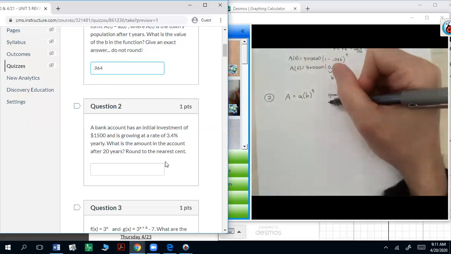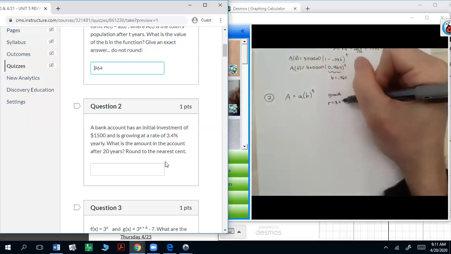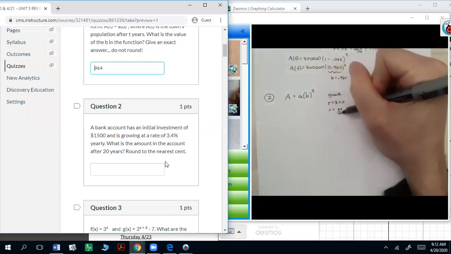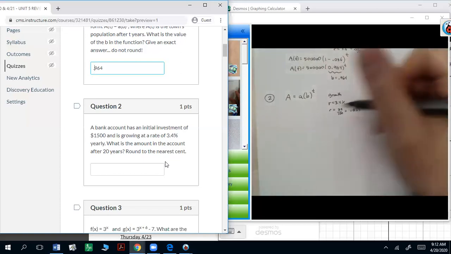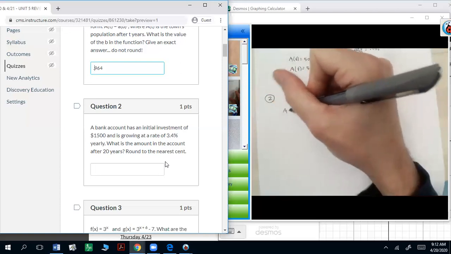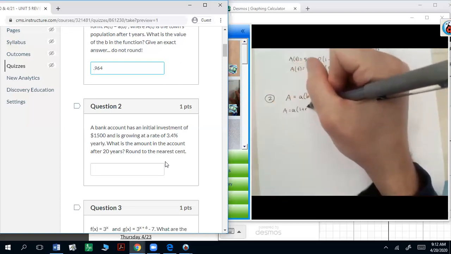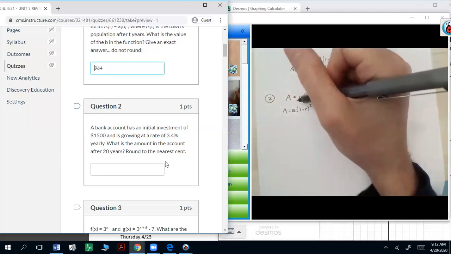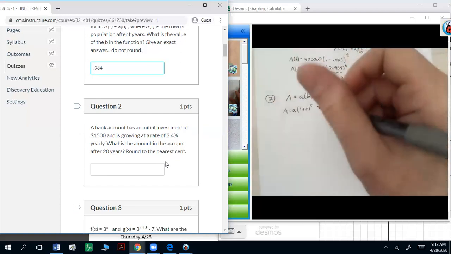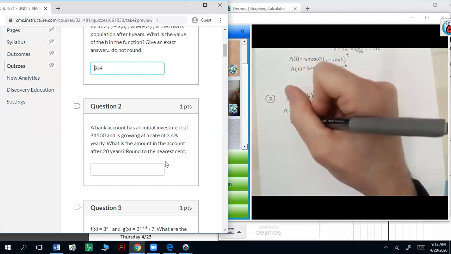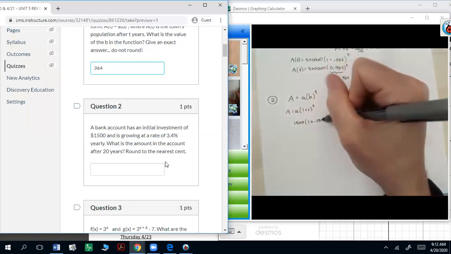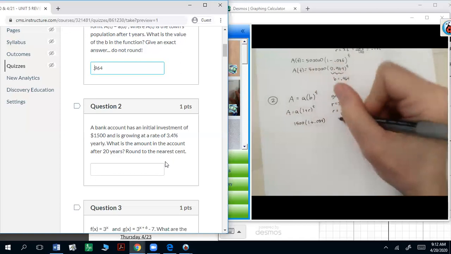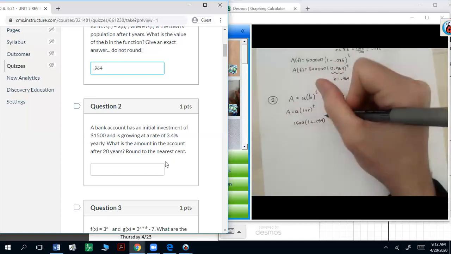Since the rate is 3.4% as a decimal, 3.4 divided by 100 is 0.034. Since this is growth, it's going to be a times 1 plus r to the t power. Well, the r value is 0.034. So it's going to be 1,500 times 1 plus 0.034, and the t value is 20 years. So we'll raise that to the 20th power.